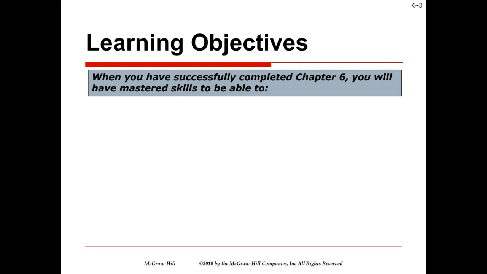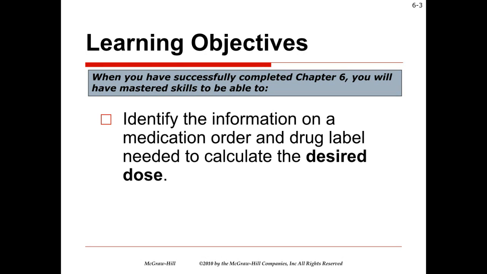So our objective is to master the ability to identify information on a medication order to be able to calculate the desired dose. Because sometimes a doctor will write an order for a certain amount of a medication, but due to the way that we have the medication, maybe it's either in the pharmacy or what we have on hand, what we have on hand may be a different dose. So we have to figure out how to calculate and give the correct dose.